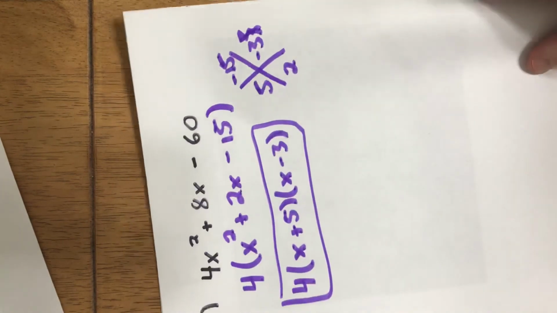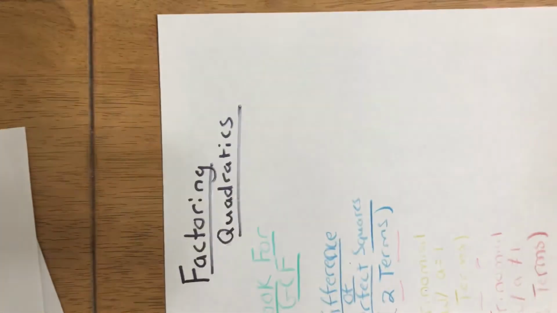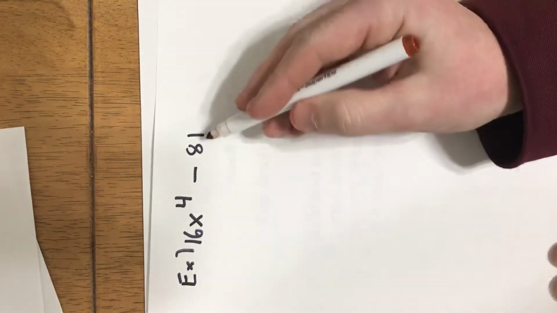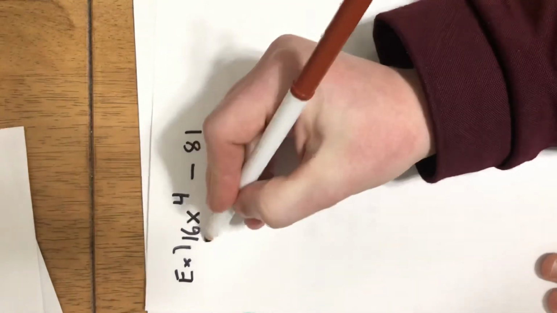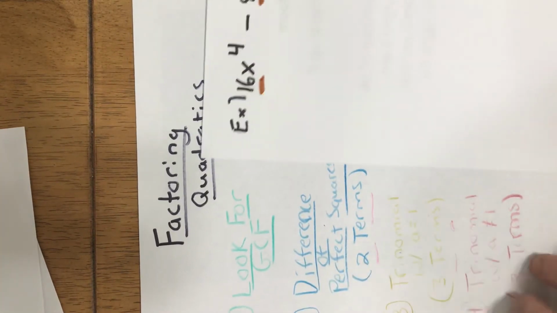All right, and this last example I think is the trickiest example that you'll see. Not overly complicated, but it kind of goes further than you might expect at first glance. So we have 16x to the 4th minus 81. I'm going to look to see if I have a GCF, as I do with all of them. There's no GCF with 16 and 81. So I'm looking down, I have 2 terms, so I'm going to see if I have a difference of perfect squares.